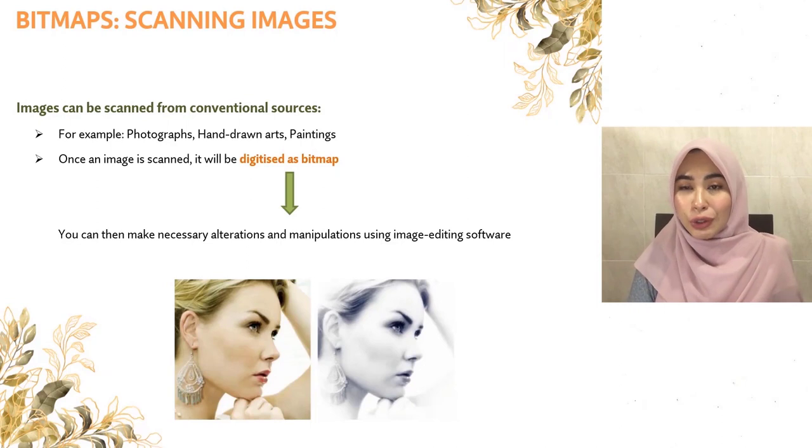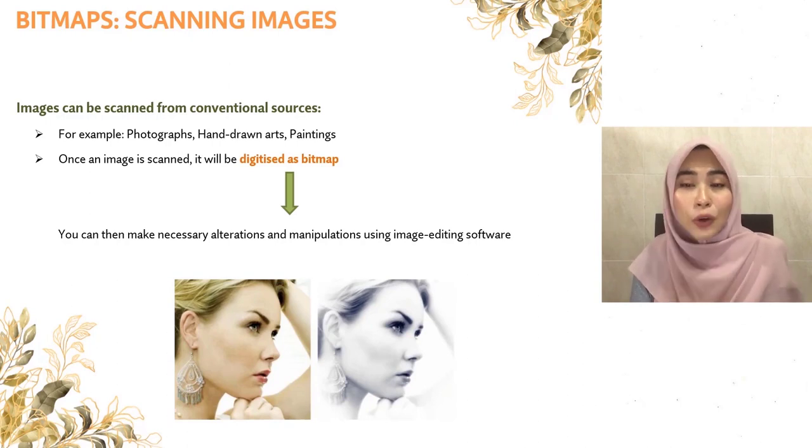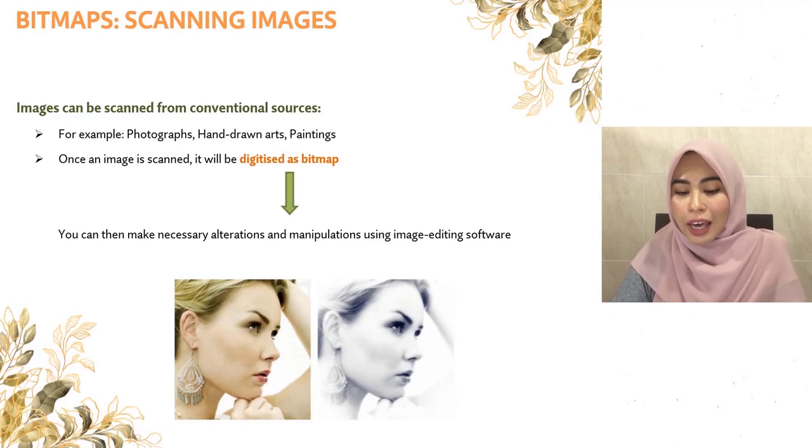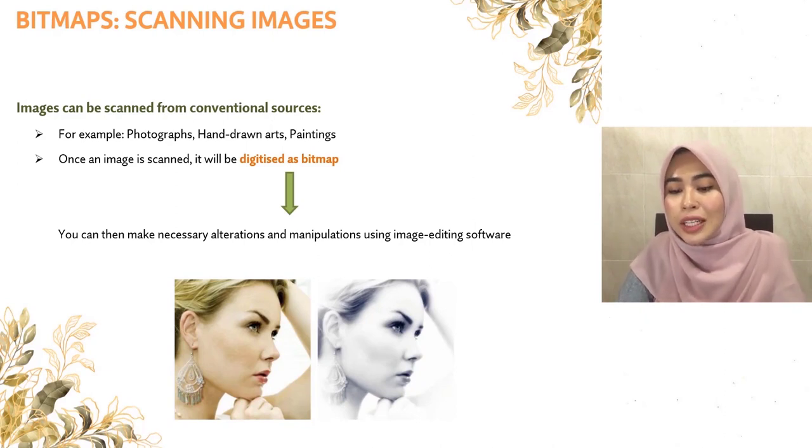Now, another way for you to get your image is by scanning. So let's say you have a photograph that you like and you want to put it inside your project or your poster. You can scan any photograph, any hand-drawn art, any paintings. In order for you to scan things, of course you would need a scanner. Anything that we've scanned using a scanner will be digitized as a bitmap. So that picture will consist of pixels and colors. Once you have these bitmap images, then you can use image editing software to make any alterations that you want.